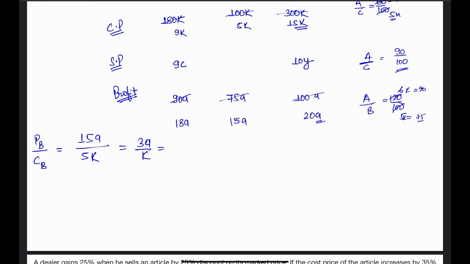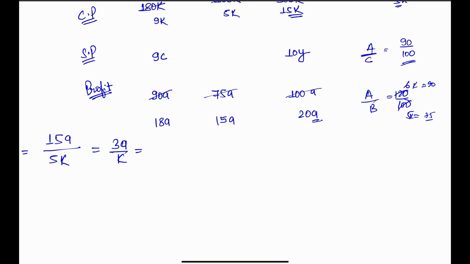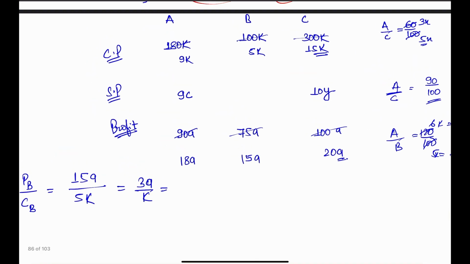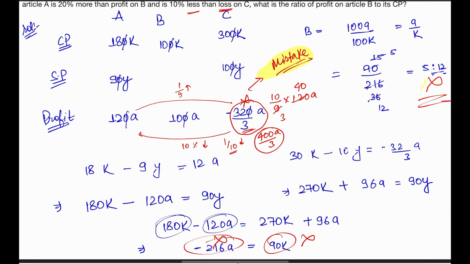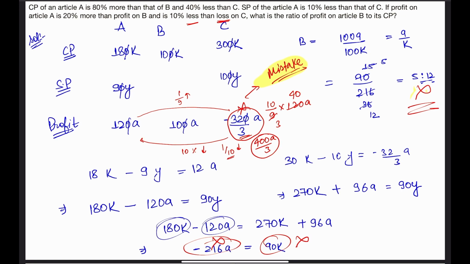So for that, what I can do is, either I can use the earlier one, that is 9k minus 9c equal to 18a, 9c minus 9k equal to 18a. Okay, did I make a mistake over here also? CP minus SP. So yeah, there is also a mistake.